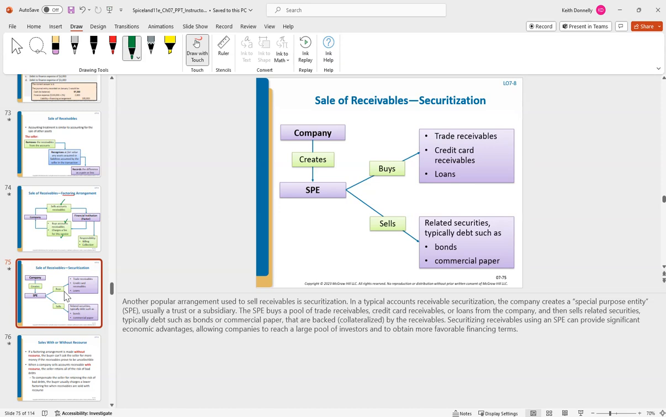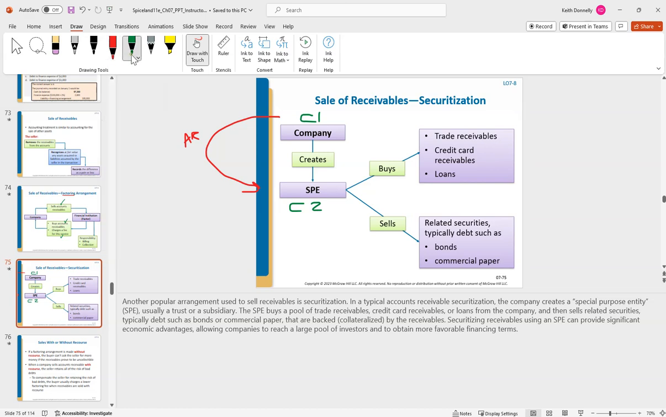On the flip side, another type of variation of a sale would be when you have a securitization agreement or setup. Essentially what happens here is, say we have our company, C1, they create a sub, or a different type of entity, like a subsidiary. Here it's called a special purpose entity. So we're going to do this on paper, create this special purpose entity. Then we will sell our receivables to that special purpose entity.